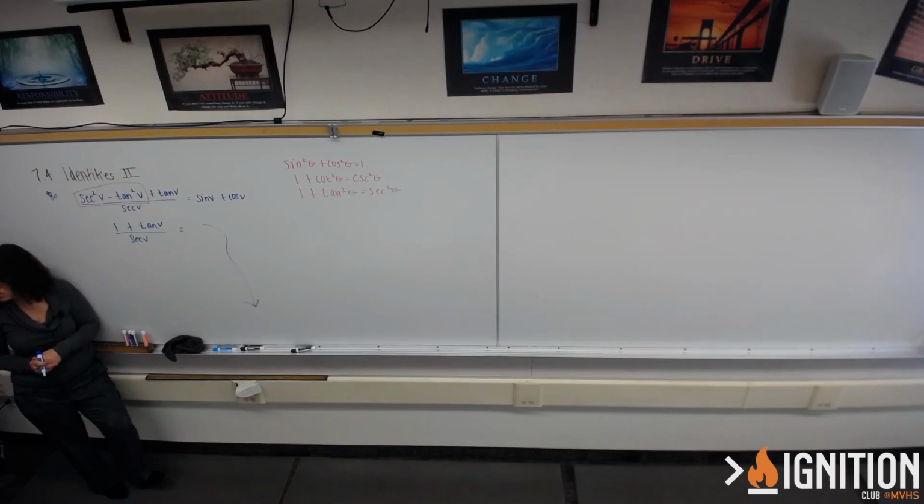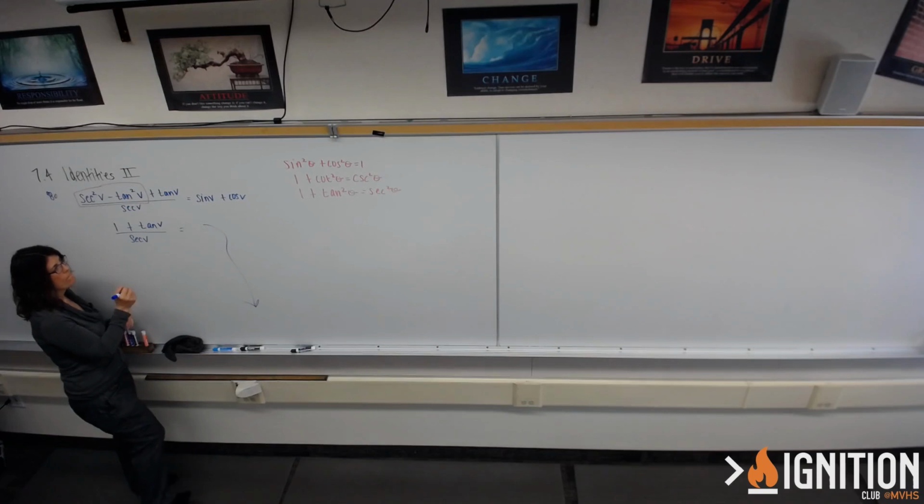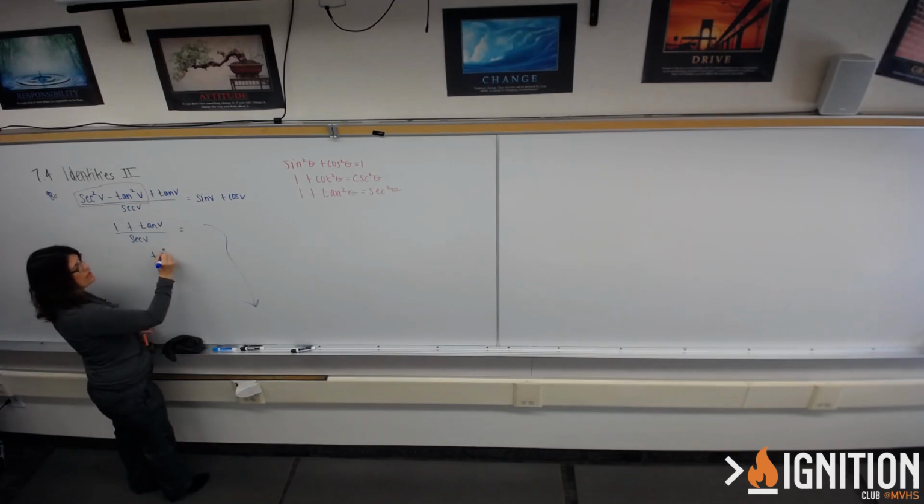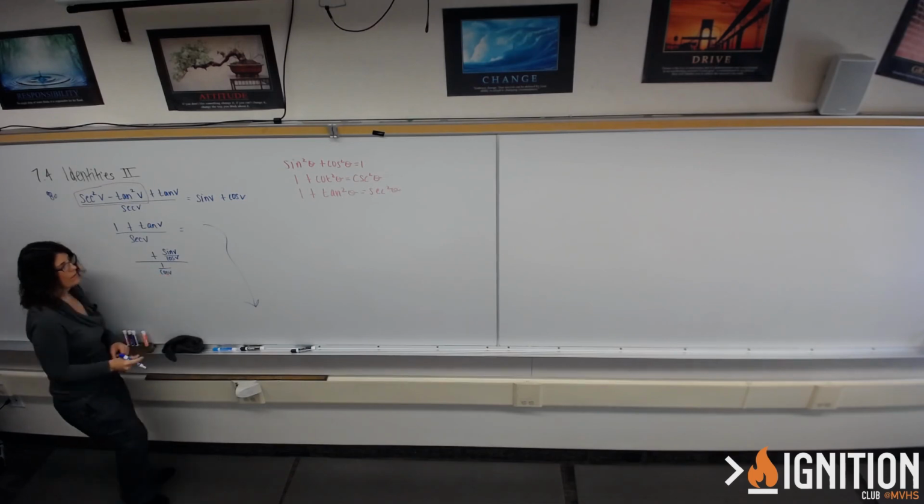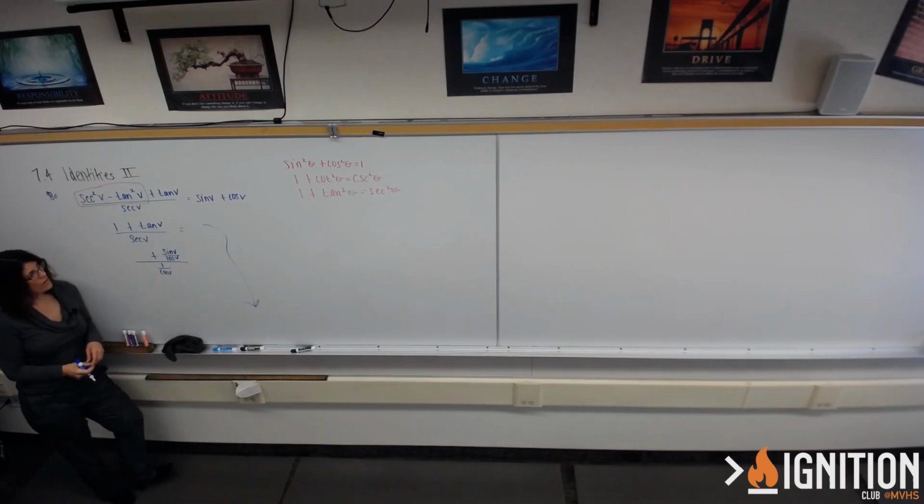I've got to turn that into sine plus cosine. Yeah, Ishika. Fantastic. So tangent is sine over cosine. Secant over. So I'm not going to write 1. What should I write instead?